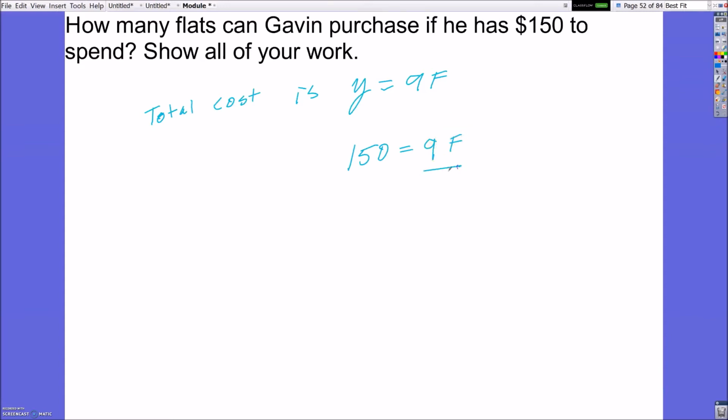So to figure out how many flats I would buy, I would just divide both sides by 9. And that would give me the total amount of flats I can buy is equal to 16 and 2/3. But remember, we cannot buy part of a flat. So if you use your calculator, it would be 16.6 repeating. You can't buy part of a flat. So therefore, the most amount of flats you can buy is just 16.